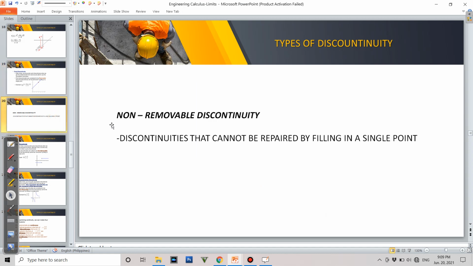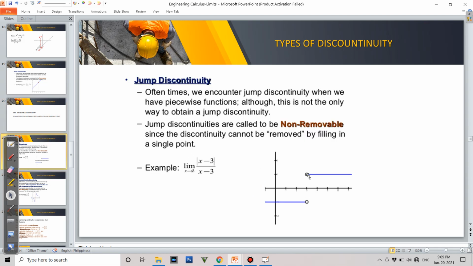Okay? So for non-removable discontinuity, so discontinuities that cannot be repaired by filling in a single point. So kaya nga may separation na. Kahit na maglagay ka ng isang point dyan, it cannot be connected. Okay, so this is what we call jump discontinuity. So we encounter jump discontinuity when we have piecewise functions. Yung kanina, yung mga piecewise, yung may mga sub-functions. Although this is not the only way to obtain a jump discontinuity. Jump discontinuities are called to be non-removable, okay, since the discontinuity cannot be removed by filling in a single point. As I have said, kahit na maglagay ka ng isang point pa dyan, it will not be repaired.